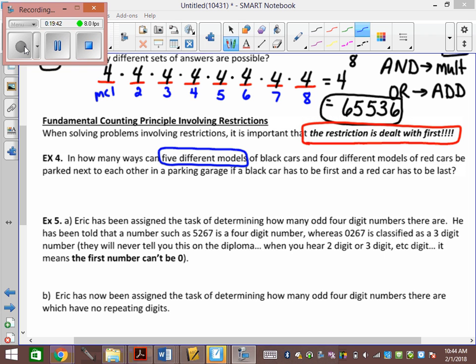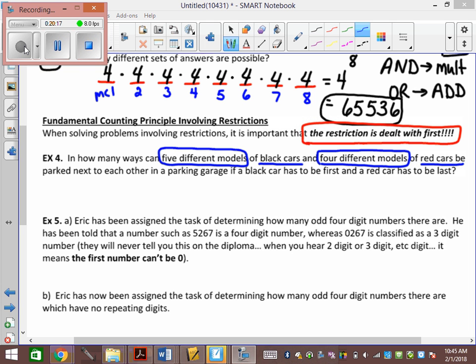So 5 different models of black cars and 4 different models of red cars can be parked next to each other in a parking garage. So how many cars are we parking? 9. We're parking 9 cars. 5 black, 4 red, totally different looking cars. Okay, might not even be the same shade of red or black. Who really cares? It is different though. If this was 5 of the same models, questions totally change, which we'll get to when we do repetitions. Okay, park next to each other in a parking garage.